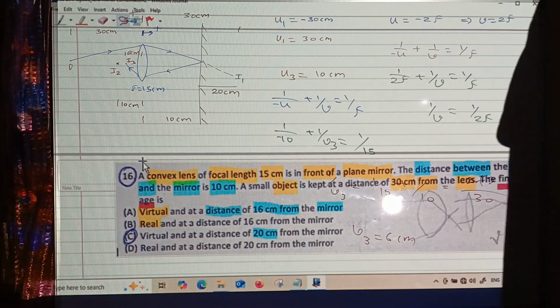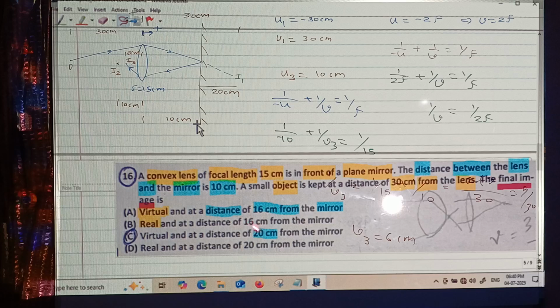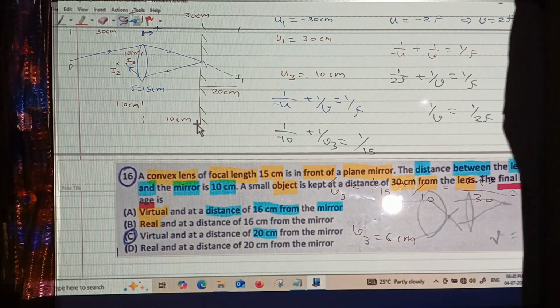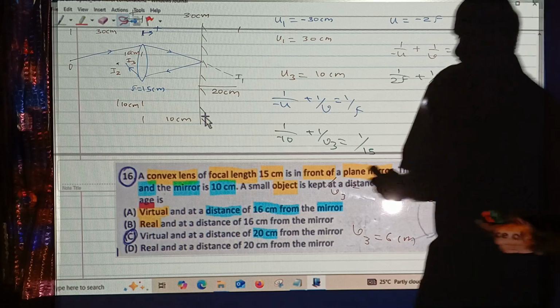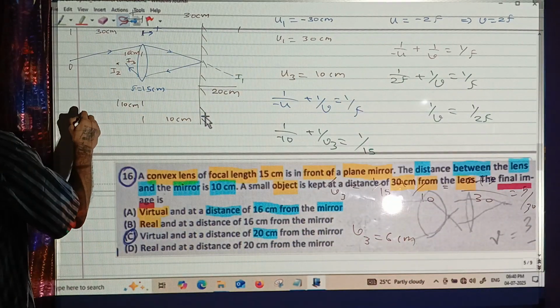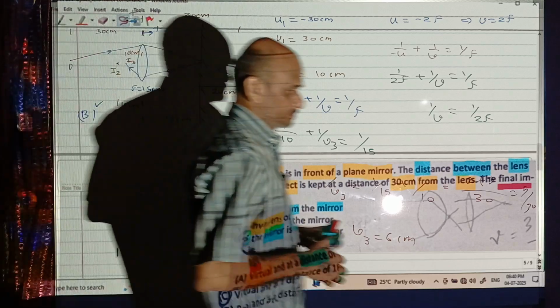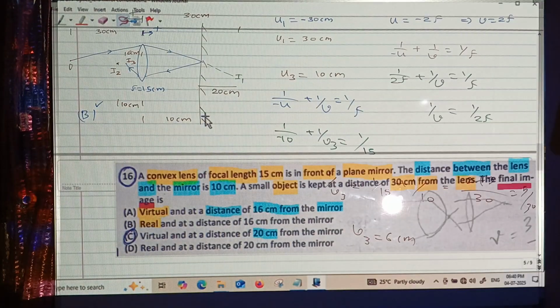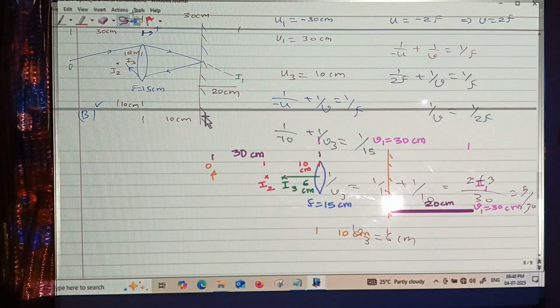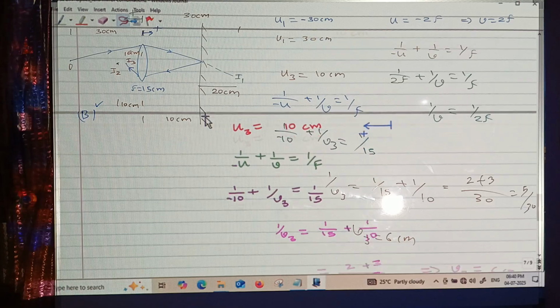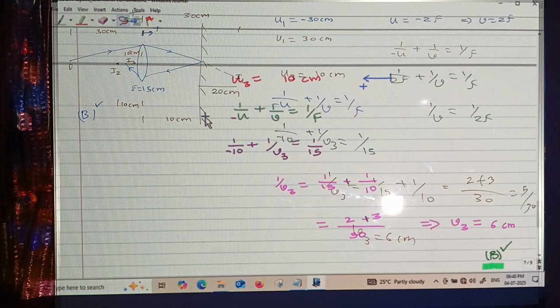So B is the correct answer. Distance of 16 centimeters from the mirror and the image is real. So B is the correct option. B is the correct answer.